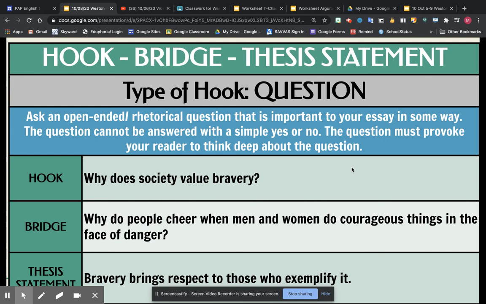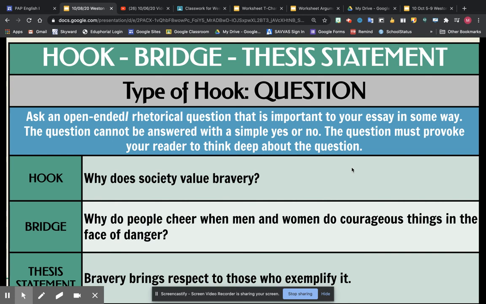All right. So here's our hook. Why does society value bravery? Notice there are so many thoughts that can go through your head just by asking that question. Instead of saying, have you ever been in a brave situation? I mean, that doesn't really make me think deep. So, why does society value bravery? Why do people cheer when men and women do courageous things in the face of danger? Bravery brings respect to those who exemplify it.